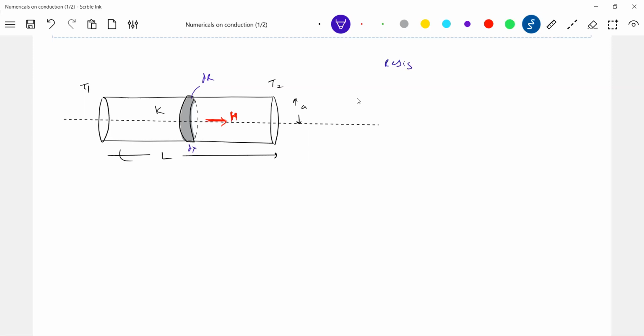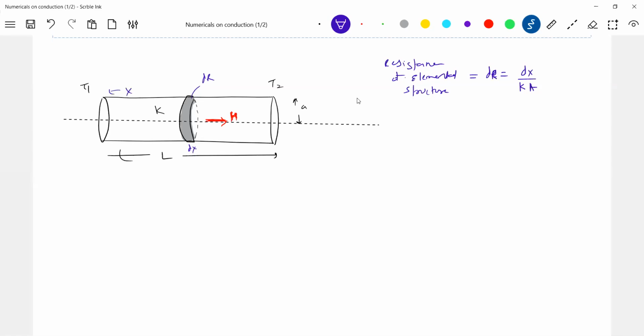Resistance of the element, dR, is equal to, what is the resistance usually? L by KA. The thickness of this is dx, K, and the area of cross section A is equal to pi a square. Later on we'll write it. This is the resistance of that elemental structure.